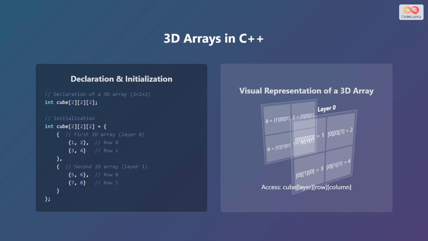int cube[2][2][2] = { {{1, 2}, {3, 4}}, {{5, 6}, {7, 8}} }; This initializes the elements of the 3D array with the specified values. The visual representation shows a conceptual view of a 3D array as a cube with layers, rows, and columns. To access an element in the 3D array, you use 3 indices, 1 for the layer, 1 for the row, and 1 for the column, like cube[layer][row][column].